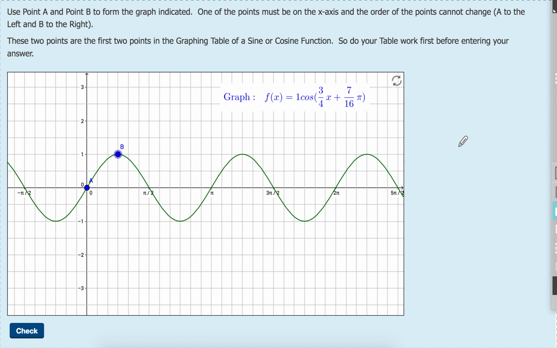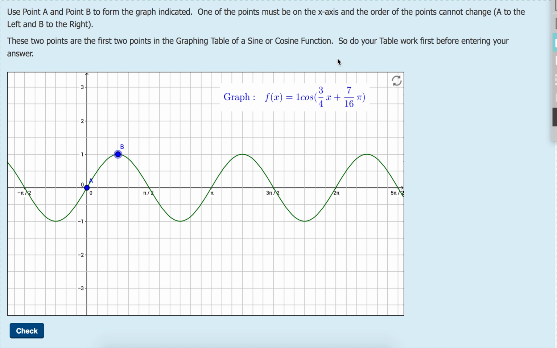This is a little instructional video on how to use GeoGebra in Moodle to answer these questions. This is one question that's just chosen at random, and it gives you directions: point A and B. We're going to use those to graph the graph. One of them has to be on the x-axis, and A has to be on the left and B has to be on the right. So the order can't change between A and B.